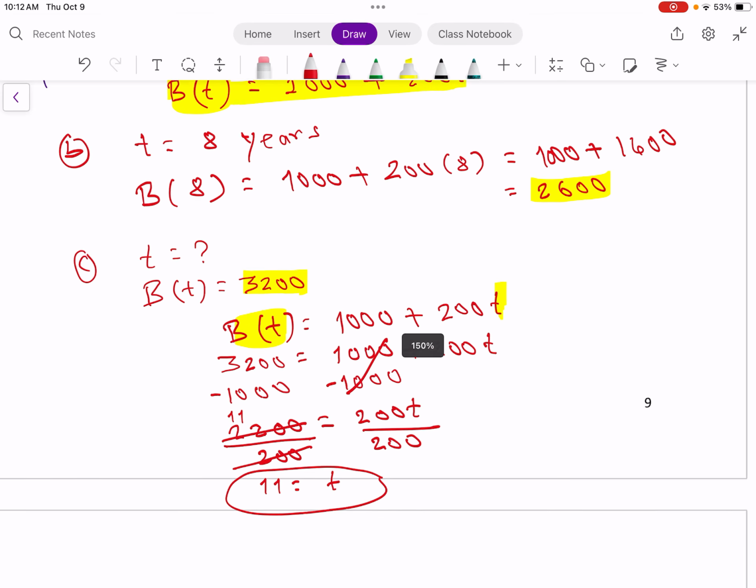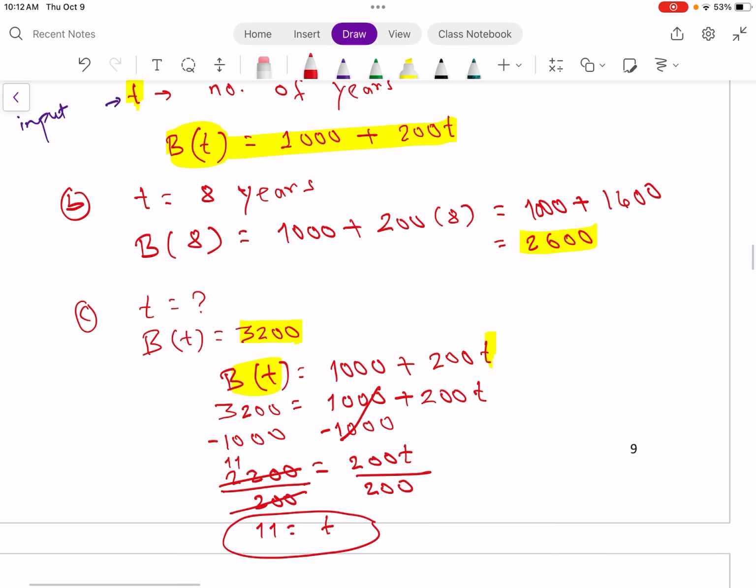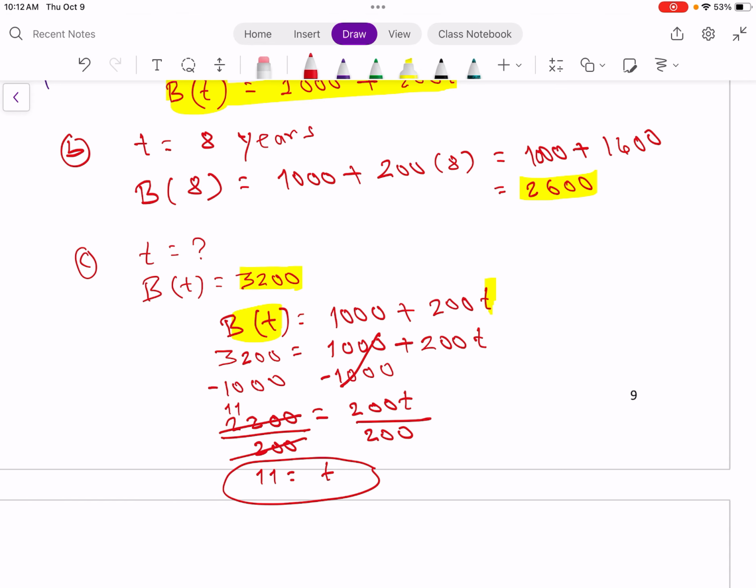Any question up to here? So we defined a linear function in part A, and to define a linear function, we always need an input and we always need an output. We have to identify the correct input and the correct output. Once we have the input and output, we find the function, and with the help of the function, we can find t, and we can find b, which is the bonus. So this is for part C.